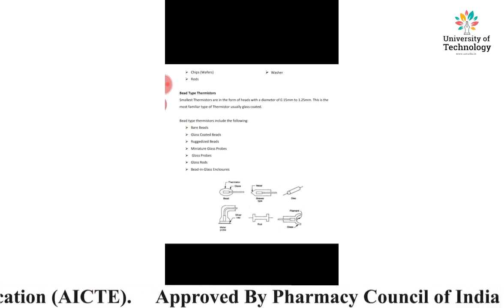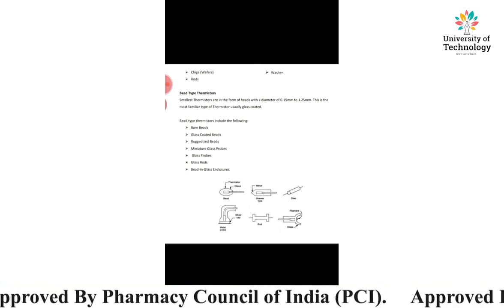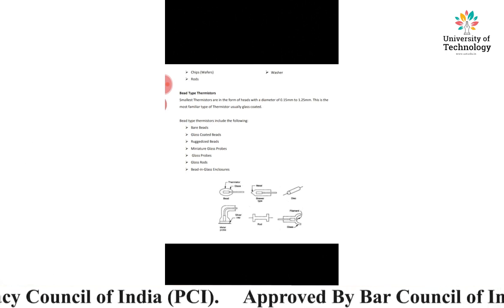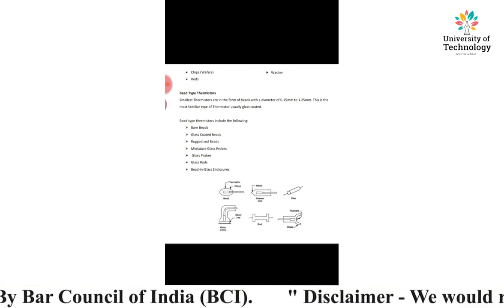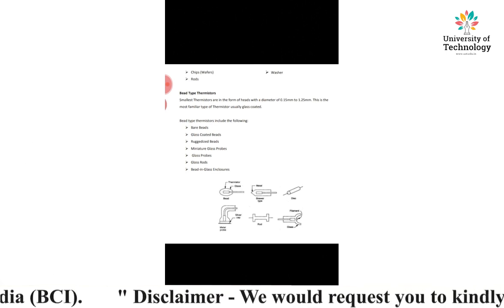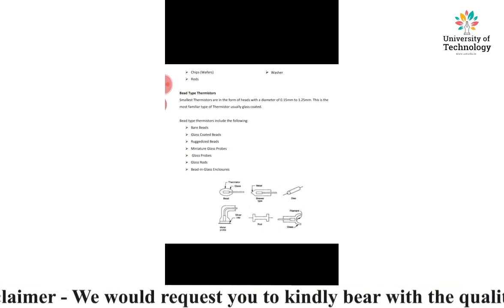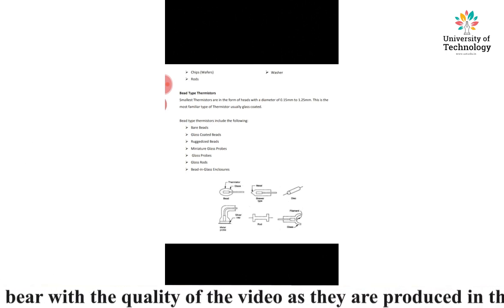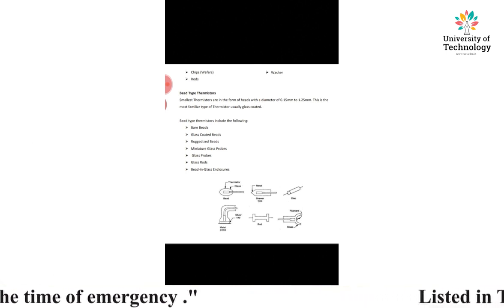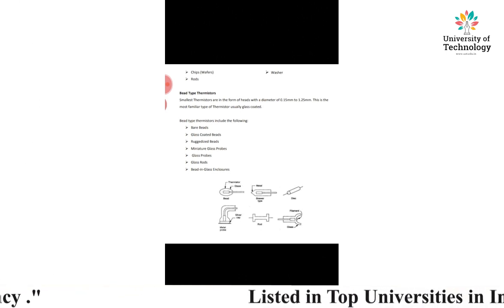The bead type thermistors include the following: bare beads, glass coated beads, ruggedized beads, miniature glass probes, and glass rods within glass enclosures.